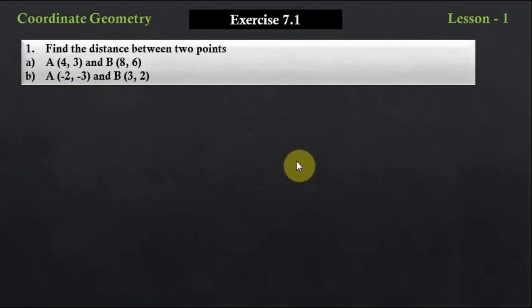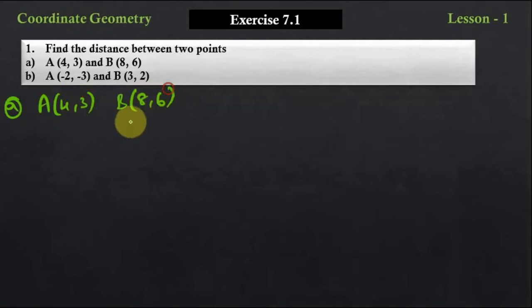So the first problem here, if you see, find the distance between 2 points. He is saying here he gave 2 points. First bit I am solving, a bit. A is coordinate point A is 4 comma 3 and B how much is there? 8 comma 6. So he is asking us to find the distance between these 2 points.